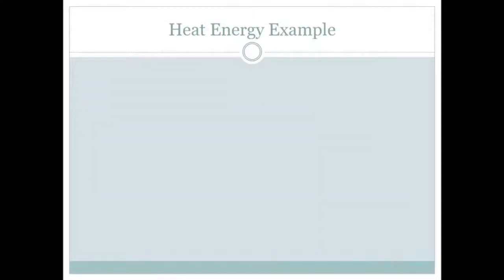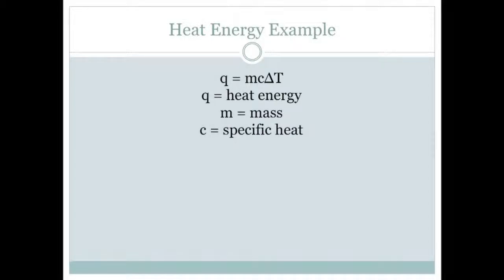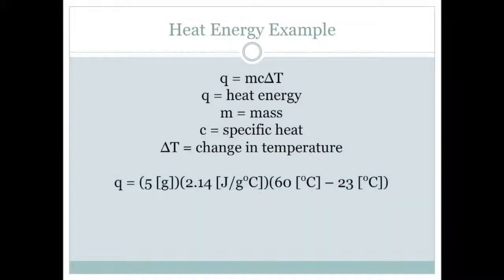As an example, let's say we want to calculate the amount of heat energy required to change a 5-gram sample of paraffin wax from being in a solid state at room temperature, 23 degrees Celsius, to being in a liquid state at 60 degrees Celsius. Using the formula Q equals mc delta T, where Q is equal to the heat energy, m is equal to the mass of the sample, C is equal to the specific heat, and delta T is equal to the change in temperature, we can compute the following. As a result, we can see that the required heat energy to create this specific change from a solid phase to a liquid phase is 395.9 joules.